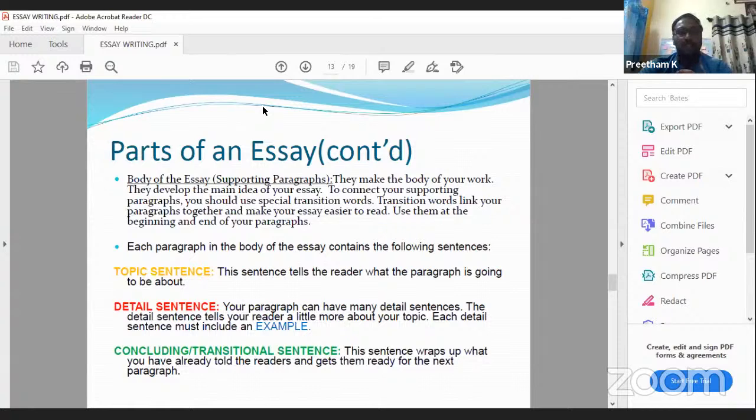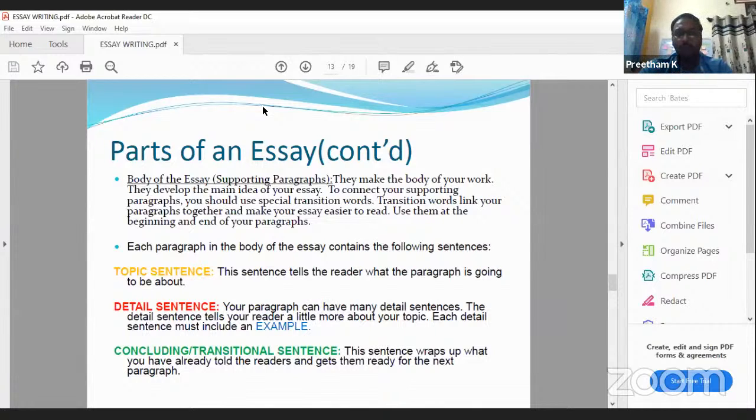So about the parts of the essay, the body of the essay has supporting paragraphs. They make the body of your work. They develop the main idea of your essay. To connect your supporting paragraphs, you should use special transition words. Transition words link your paragraphs together and make your essay easier to read. Use them at the beginning and end of your paragraph.